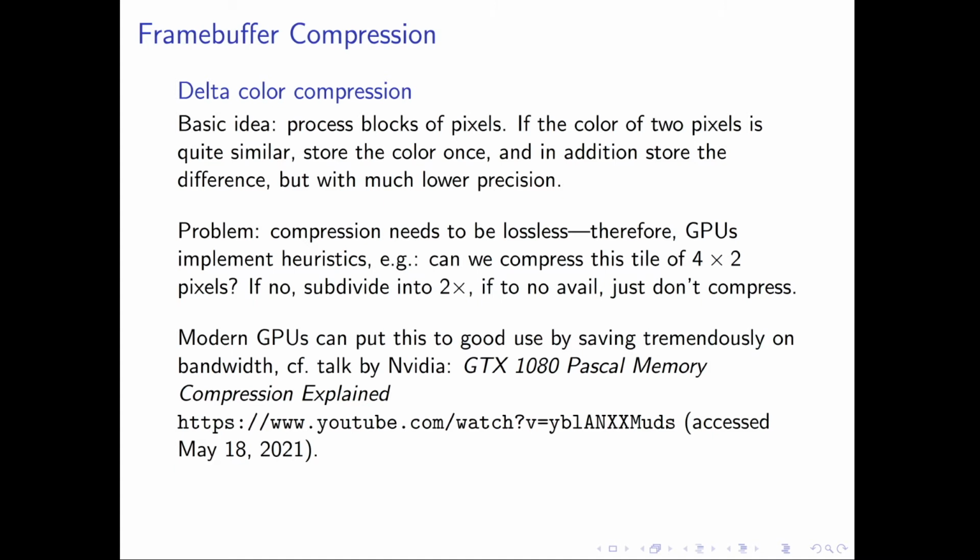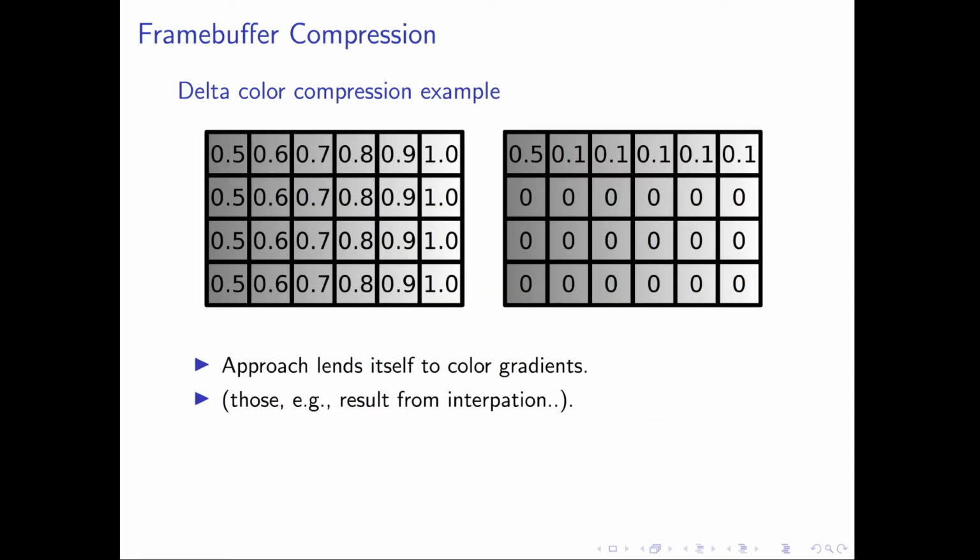They start with relatively large tiles and try to compress them, and if they can't be compressed, they subdivide them further. And in the end, if a tile just cannot be compressed, then the GPU will handle it in an uncompressed fashion, because it contains too much variance. It's actually quite surprising how much bandwidth can be saved with this very simple approach. There are a couple of documents out there where you can find out more about this, and you will see that delta compression is actually used quite a lot, and there's a reason for that. Delta compression obviously is most effective when it comes to color gradients.